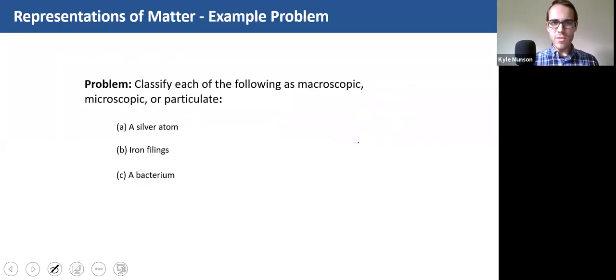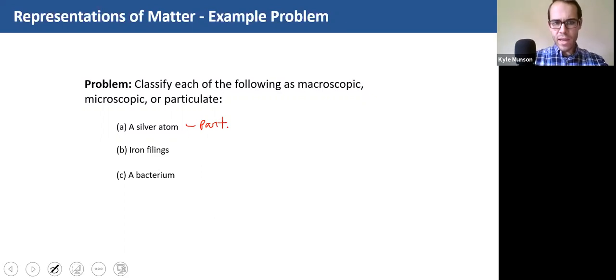So here's an example problem to see if we kind of get this concept down. It says classify each of the following as macroscopic, microscopic, or particulate. Well, the first one is easy because we kind of already mentioned it before, but atoms are too small to see even with a powerful optical microscope, and they definitely can't be seen with the naked eye. So this is particulate. I'll just abbreviate it.